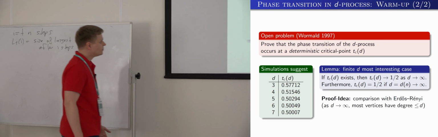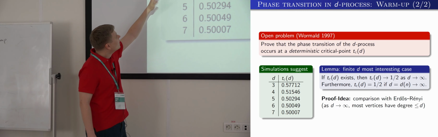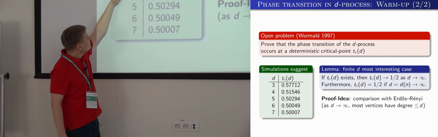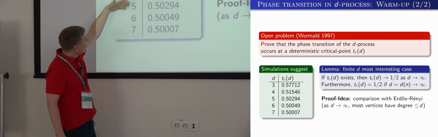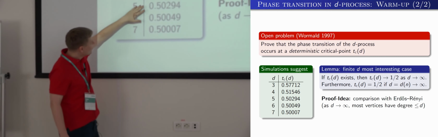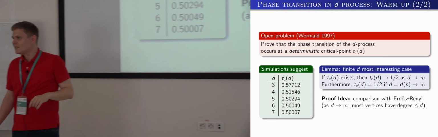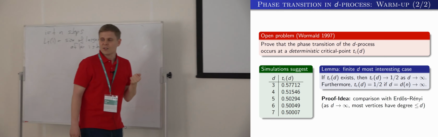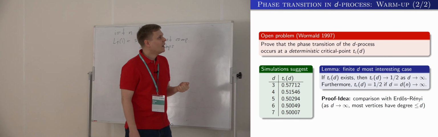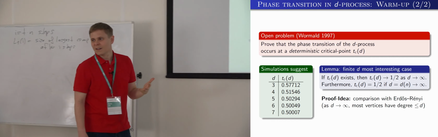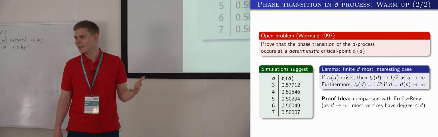Once you study this D process in simulations, you very quickly see that as D gets larger and larger, you quickly approach 1/2. The relevance of 1/2 is that it's the same phase transition location as Erdős–Rényi. And we can also intuitively explain why that's the case.